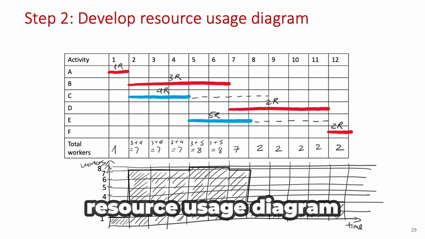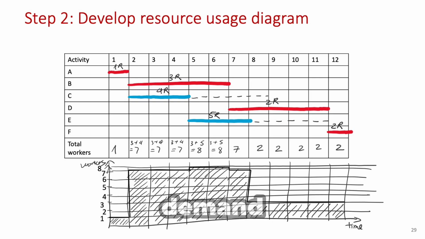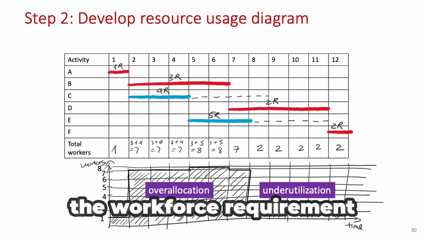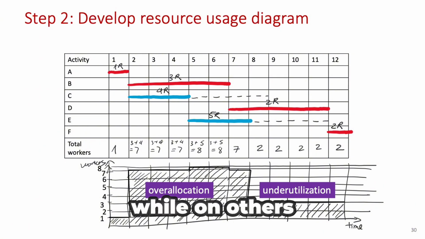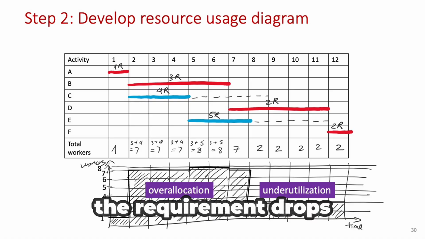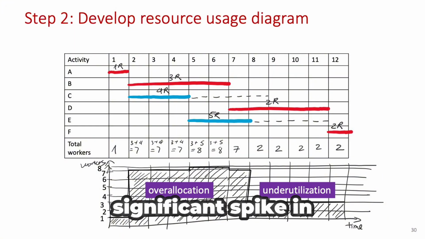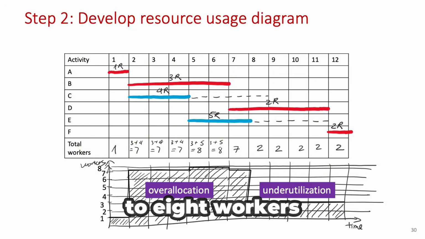By examining the resource usage diagram, we can see that the resource demand throughout the project is highly unstable. On some days, the workforce requirement is minimal, while on others, there's a sudden surge in demand. For example, on day 1, only 1 worker is needed, and after day 7, the requirement drops to just 2 workers per day. However, during the period from day 2 to day 7, there's a significant spike in resource demand, ranging from 7 to 8 workers.